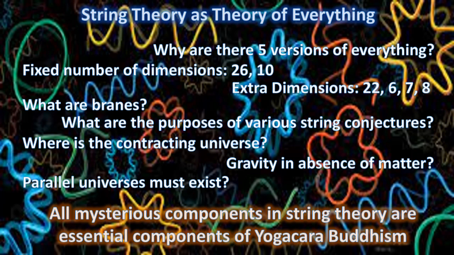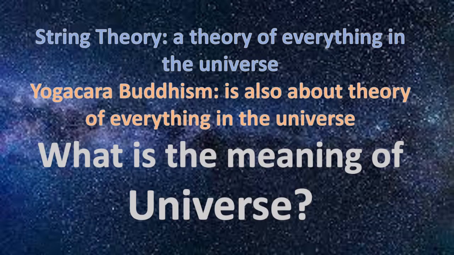It will be shown here that all the above mathematical conjectures and objects in string theory are essential components of Yogacara Buddhism. String theory, being the only candidate for the theory of everything, is simply trying to describe anything and everything in the universe. Similarly, Yogacara Buddhism, as we will learn more later, is also about a theory of everything, but the term used is all dharmas of the universe, where dharmas means laws.